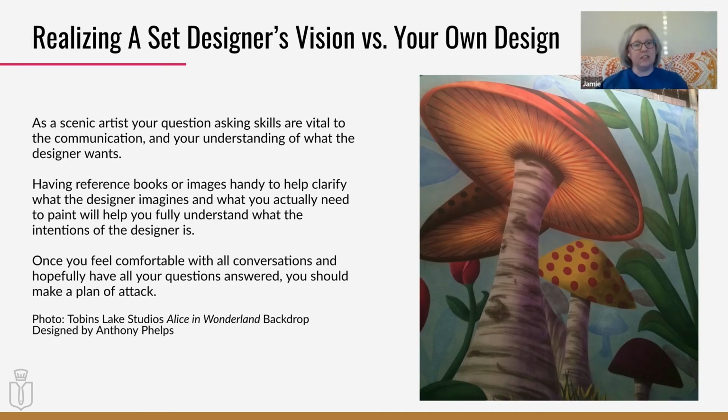And as the scenic artist, your question asking skills are vital, and you need to really understand what the designer wants. Trying to take weird concepts of, I want this yellow to be sort of an ochre, but also sort of smushy with some brown in it. And you have to just say, okay, let's try and zero in on these weird amorphous ideas from one person's vocabulary to another. So, such as having reference books or images handy to help clarify what the designer imagines and what you actually need to paint, will help you fully understand what the intentions of the designer are.